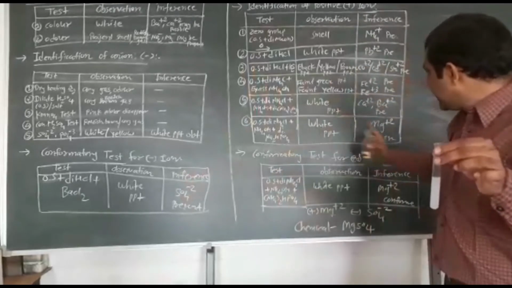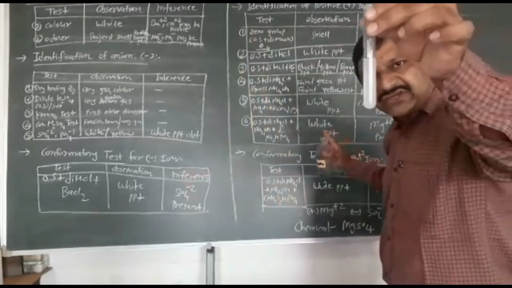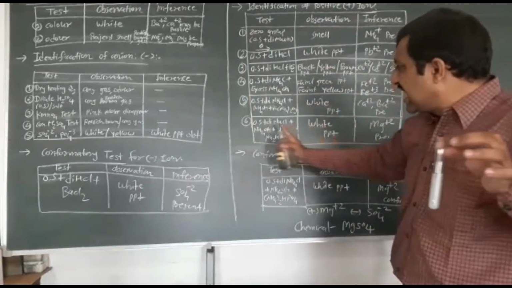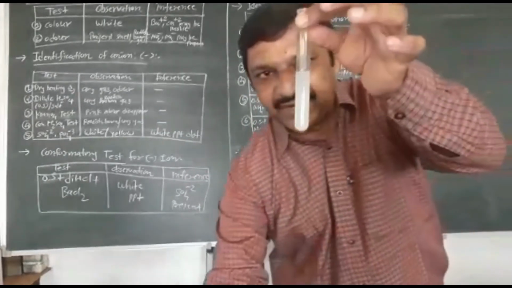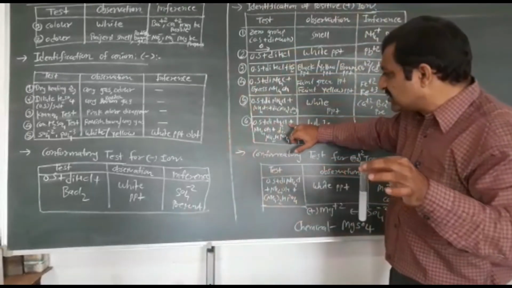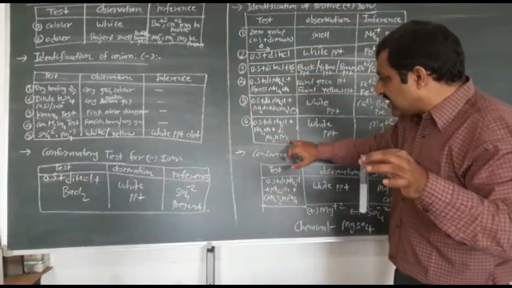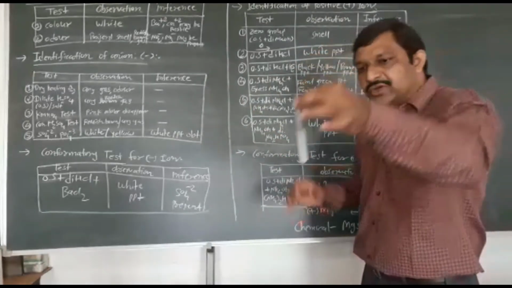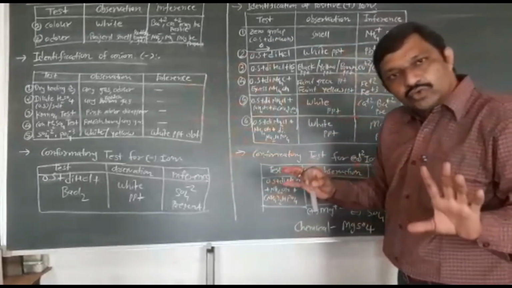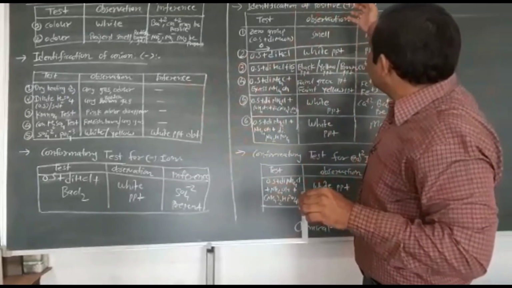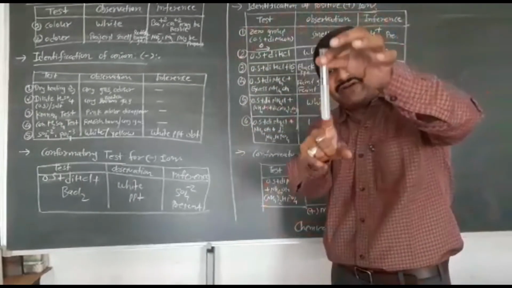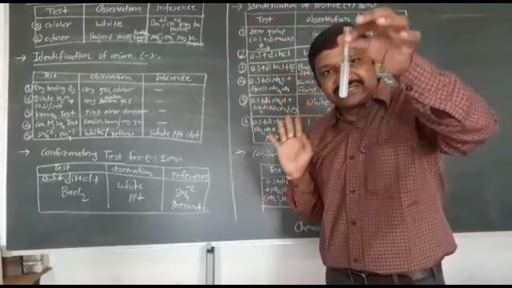Clear? Magnesium Mg plus 2. Here is your precipitate. You will get white precipitates in the last group. Okay, in the last group you will get white precipitates. Here is your white precipitate: OS plus dilute NH4Cl plus NH4OH plus dilute Na2HPO4. So here is your white precipitate as Mg plus 2. Clear? So in the identification of positive ion, Mg plus 2 is here. Okay, white precipitate is here.